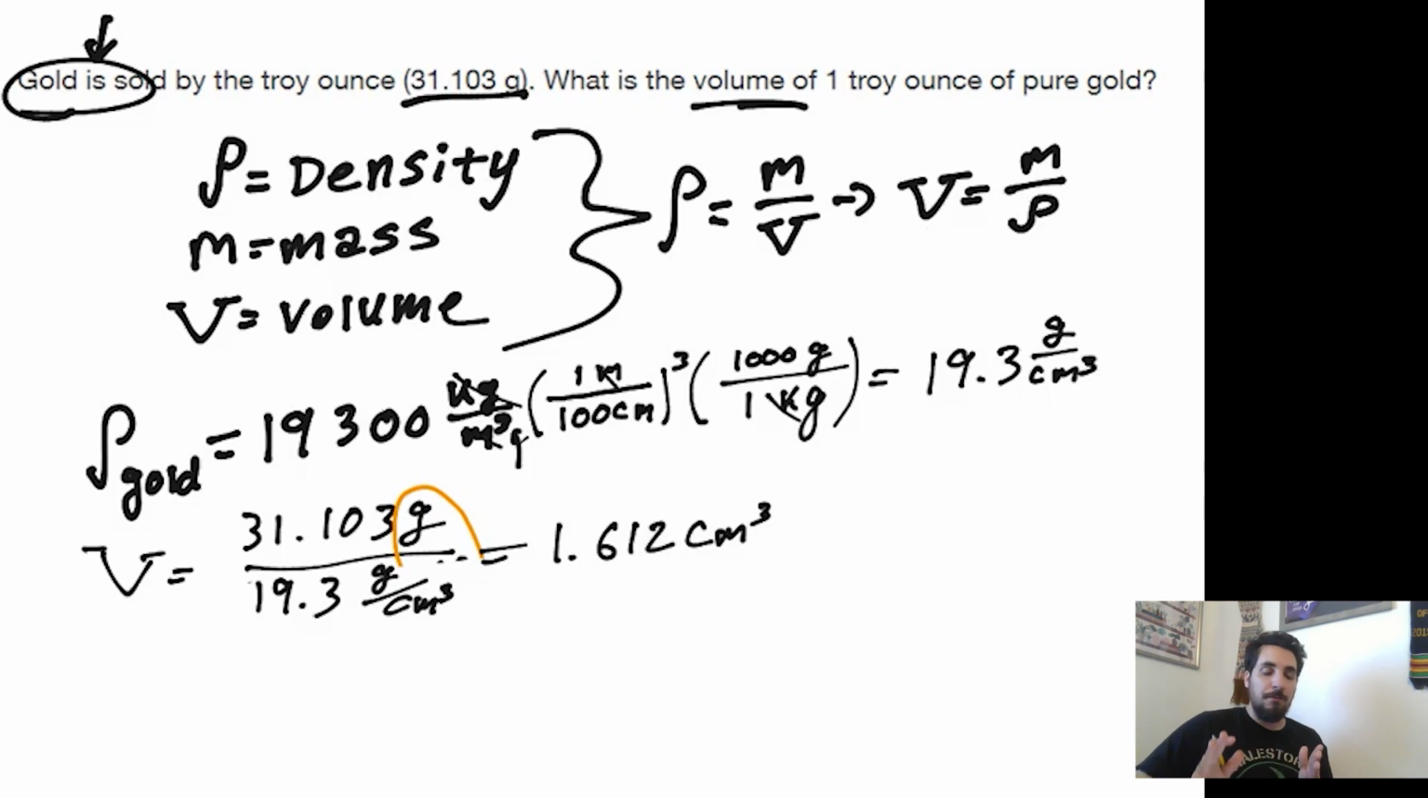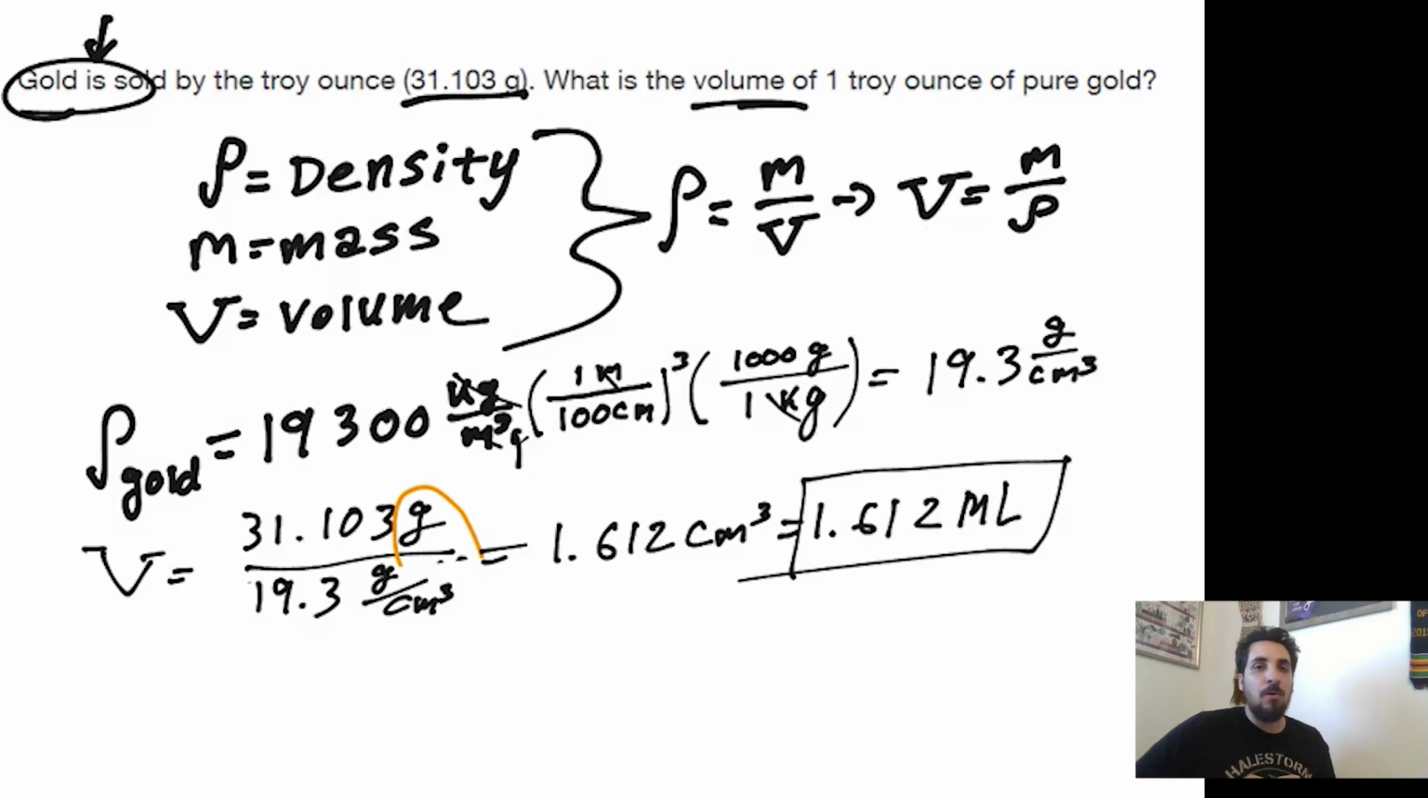And cubic centimeters is an absolutely fine unit of volume, but sometimes we like to use volume of liters. And the conversion between centimeters cubed and liters will convert to milliliters, which is a thousandth of a liter. But the conversion from centimeters cubed to milliliters is 1-to-1. So we could rewrite this as 1.612 milliliters instead of centimeters cubed. And that gives us our volume. That's the volume of gold that must weigh 1 troy ounce.